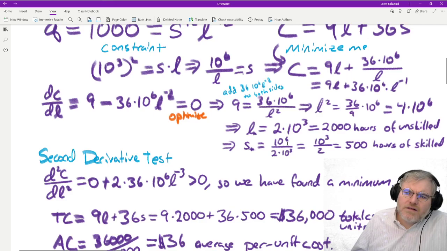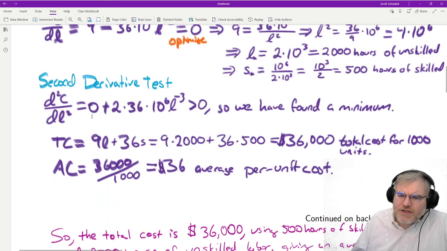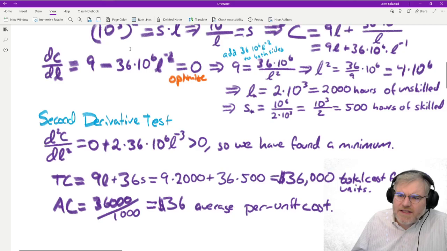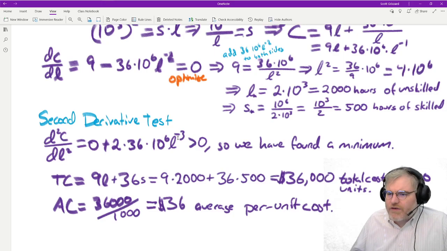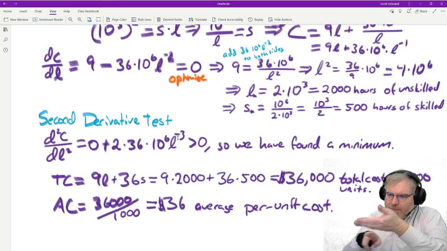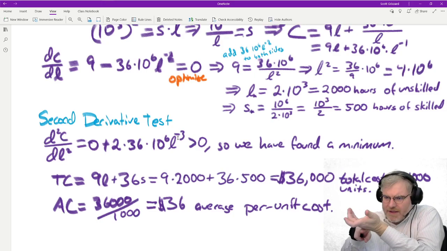Now, I take the second derivative test here to make sure I have a minimum. So I'm going to take the derivative of this thing right here, and to find the second derivative, I wind up with 0. Now, that negative 2 comes in front, hits that negative 1, and becomes a positive 2. 36 times 10 to the 6th, L to the negative 3. I actually don't care. If L is positive, this thing is positive. So my entire function is concave up, and that means I have a minimum at the bottom, right?